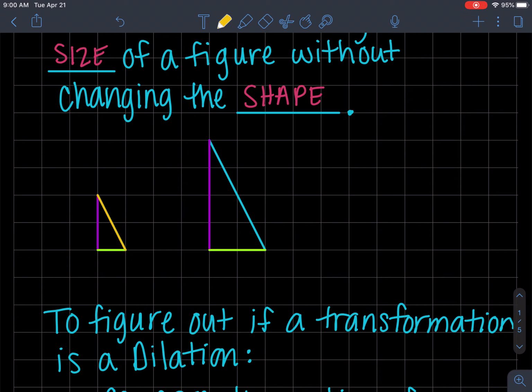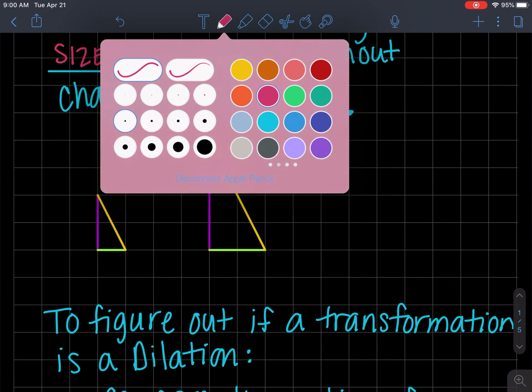Hypotenuses? Hypotenusi? Who knows? Hypotenuses. That sounds funny.